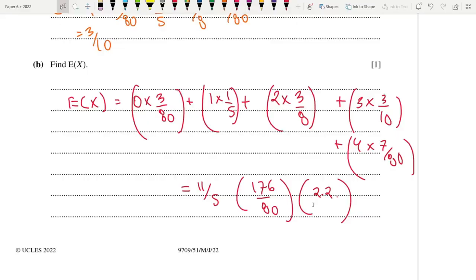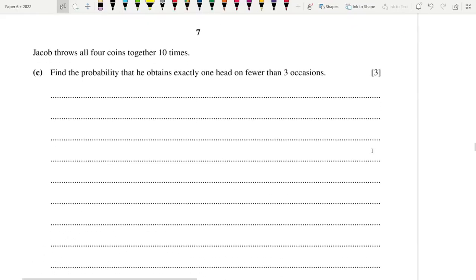So you'll notice that in the mark scheme they mentioned correct or accept unsimplified calculation using their values for B and C. So it's fine. You don't need to do it their way. This way works, okay? Next, Jacob throws all 4 coins together 10 times.